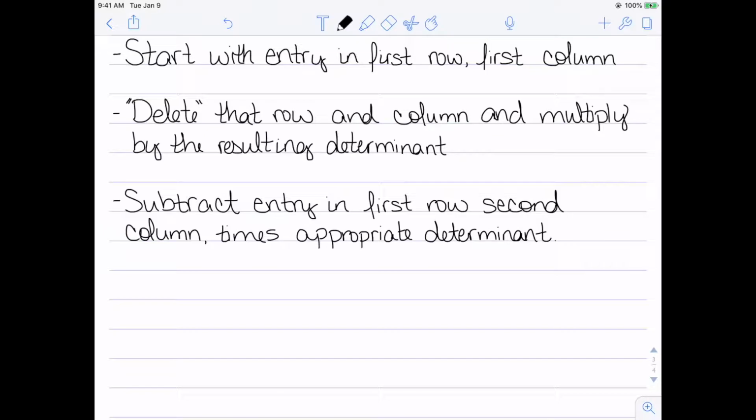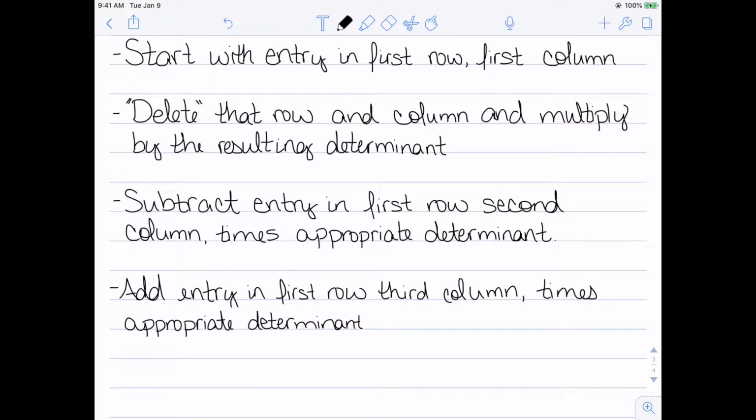We then subtract the entry in the first row, second column, times the appropriate determinant that comes from deleting that row and column. We then add the entry in the first row, third column, times the appropriate determinant, and we continue this process for every column where we alternate the signs: add the first, subtract the second, add the third, subtract the fourth, etc.